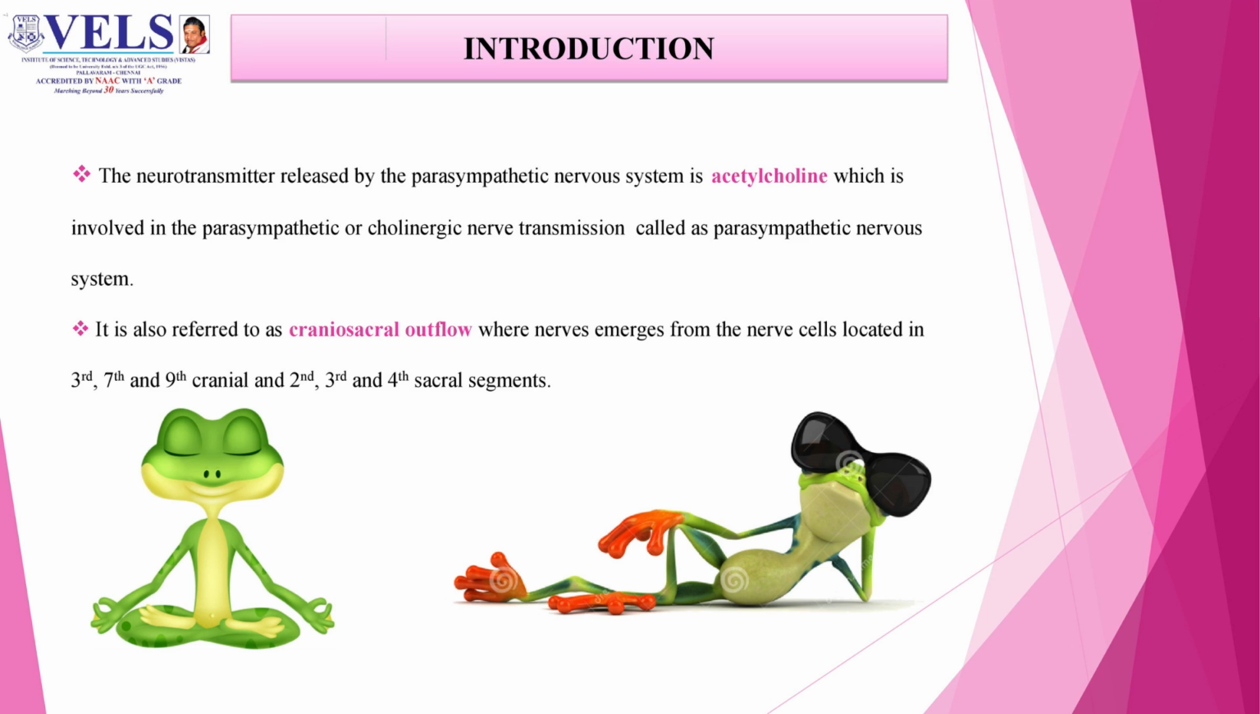Introduction. The neurotransmitter released by the parasympathetic nervous system is acetylcholine, which is mainly involved in the parasympathetic or cholinergic nerve transmission. This parasympathetic nervous system is stimulated during the rest or digest response. It is also referred to as craniosacral outflow, where the nerve emerges from nerve cells located in the 3rd, 7th and 9th cranial segments and also from the 2nd, 3rd and 4th sacral segments.